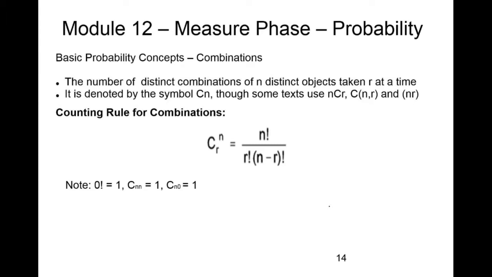Combinations is the number of distinct combinations of n distinct objects taken r at a time. It is denoted by the symbol C(n,r), though some texts will actually use these symbols instead. And here's the rule for that.